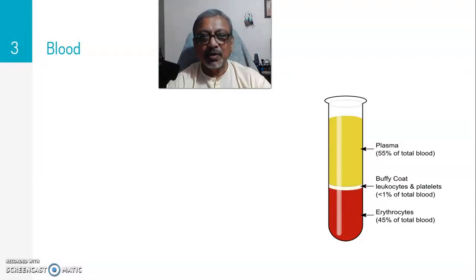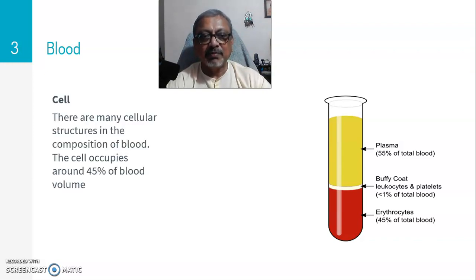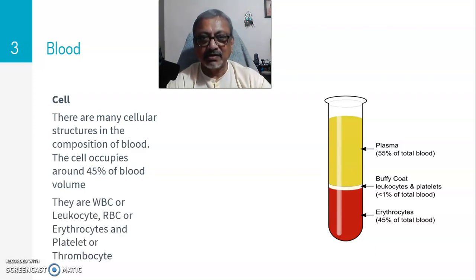If we keep blood in a test tube and keep it aside for some time, we'll see all the blood cells are accumulated at the bottom of the tube, and that occupies around 45% of the volume. There are three different types of blood cells. They are known as WBC or leukocyte, RBC or erythrocyte, platelet or thrombocyte.